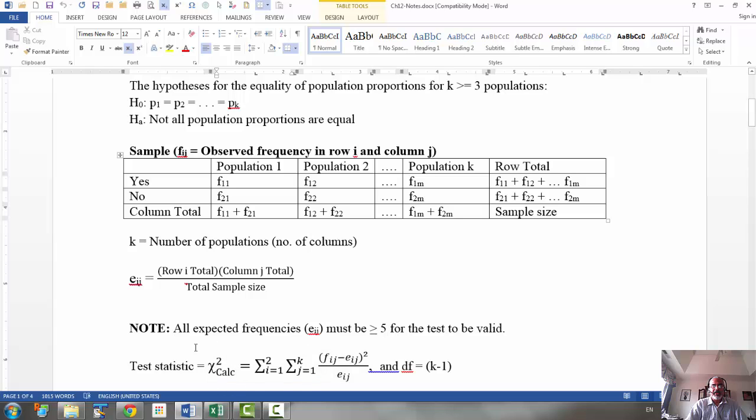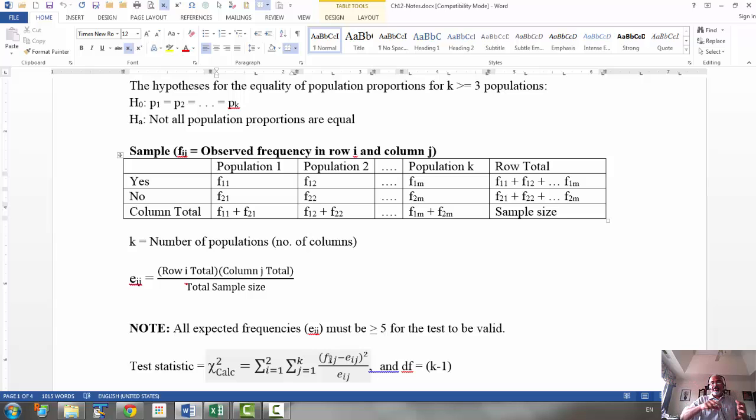Then we can compute a chi-squared calculated value by taking the observed value minus the expected value, squaring that, and dividing by the expected value. The degrees of freedom is k minus 1, k populations minus 1. Now, if the expected frequencies and the observed frequencies are very close, that means the null hypothesis is probably true, and the chi-squared calculated value will be really small. The more the null hypothesis is not true, the larger will be the difference between the observed and expected frequencies, and therefore the larger will be the chi-squared calculated value.